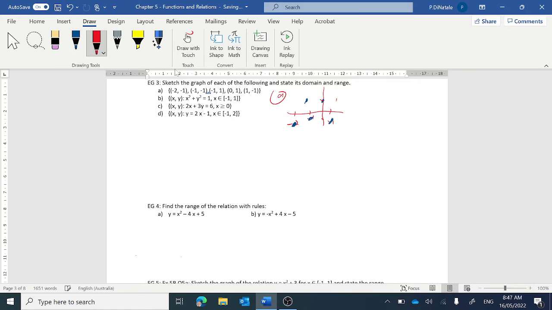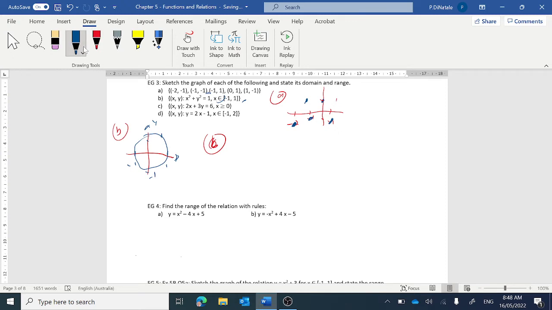While for B, we have x squared plus y squared equals 1, so a circle, with x between -1 and 1. So the elements are all the numbers between -1 and 1. It's just a circle like this. That's my y-axis, that's my x-axis. Writing B on screen is a little bit harder.